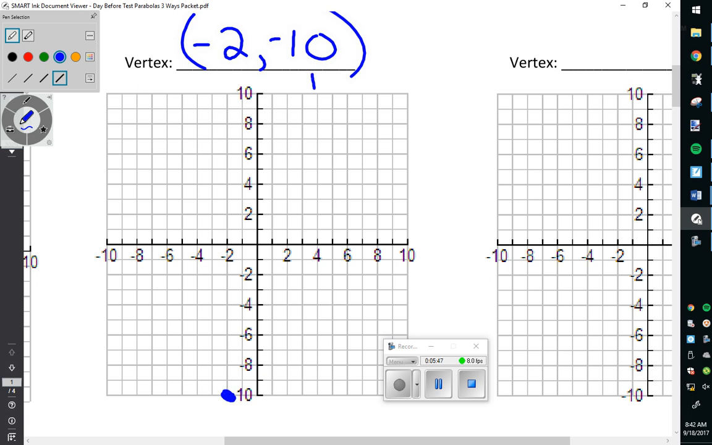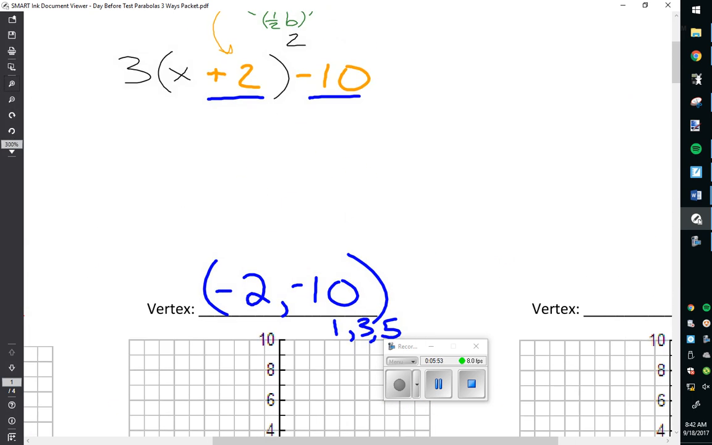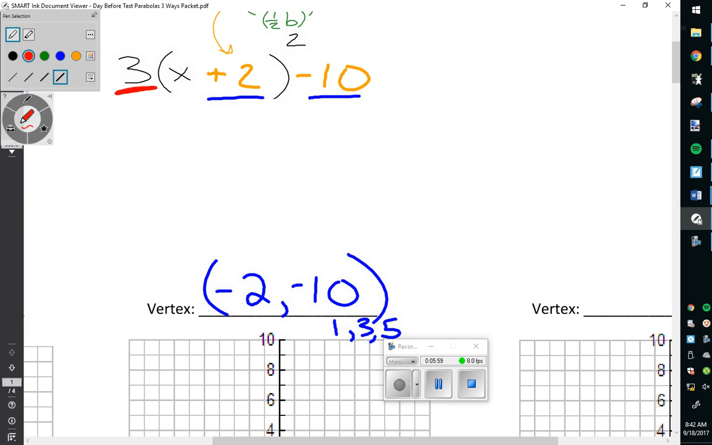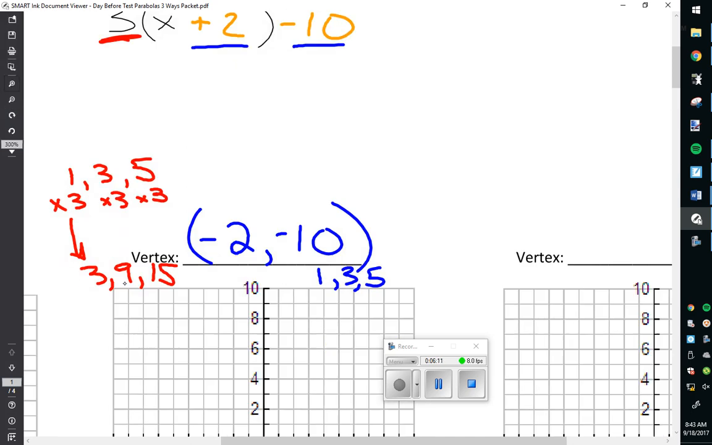My normal pattern is 1, 3, 5. But Diana, you're saying my pattern changes? What do I need to do with that pattern? Yep, since I have this 3 out in front, she is multiplying her pattern of 1, 3, 5. She's taking everything and multiplying it by 3. So her new pattern is going to be 3, 9, 15 when we graph that thing.